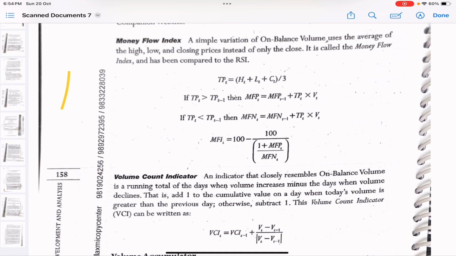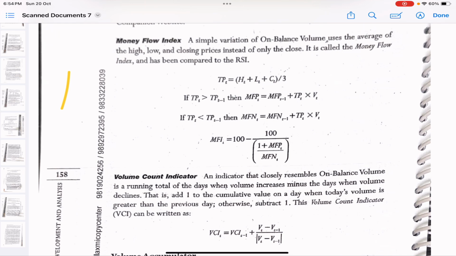Okay, so this is another variation of on balance volume, and it uses the average of high, low, and closing prices instead of just the closing prices. Until now, the indicators which we saw were using just the closing prices, but the money flow index uses the high and low instead of just the close. It has been compared to RSI. Why has it been compared to RSI? Because like you saw on TradingView, it also has overbought, oversold, and everything. So it's quite similar to RSI.